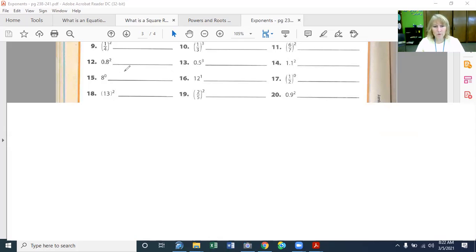So number 12 says 0.8 squared. I just dropped the 0 in front. 0.8 to the second power. What does that mean? This is number 12: 0.8 times 0.8.